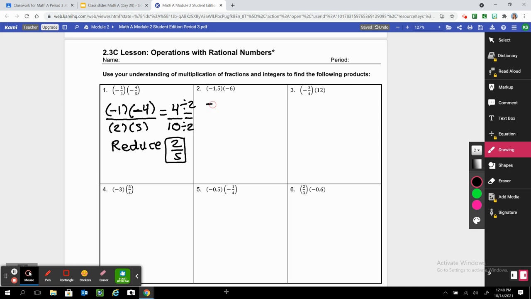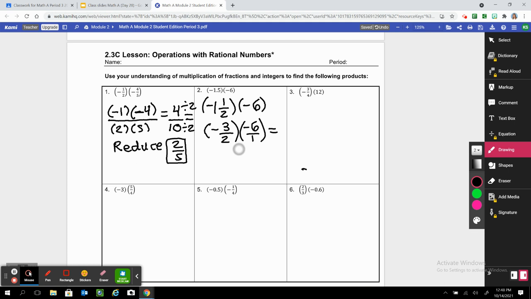So -1 1/2 times -6, sorry. When we multiply fractions, we actually have to change them to improper, so we multiply them correctly. All right, so we're just going to multiply straight across. I'm going to multiply -3 times -6, which is positive 18, and 2 times 1, which is 2. And then that will reduce to 9.